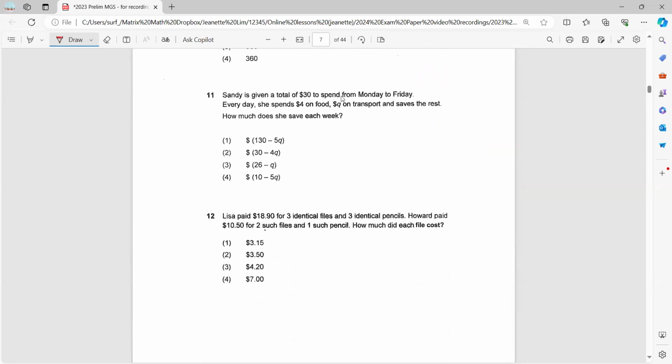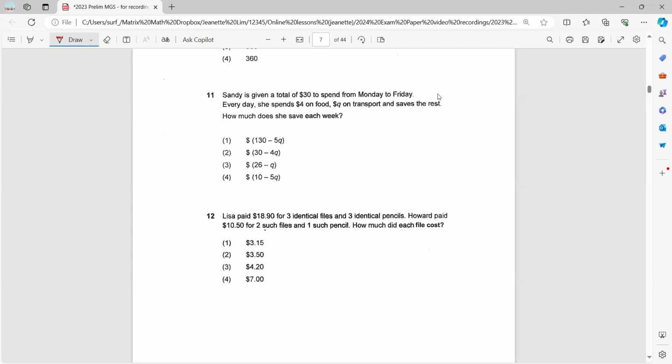A total of $30 is for 1 week, but this is what she spends every day. But we'll try to find 1 week. So 1 week, we are talking about 5 days, because it's Monday to Friday, weekends, nothing.